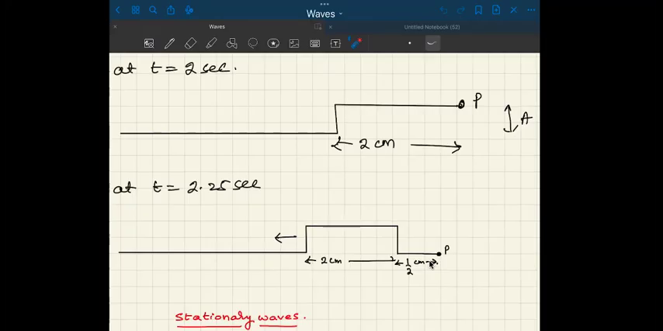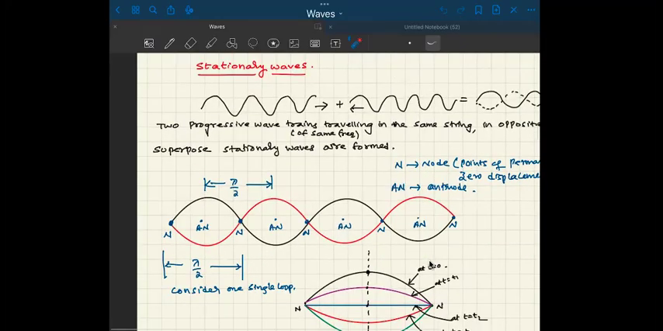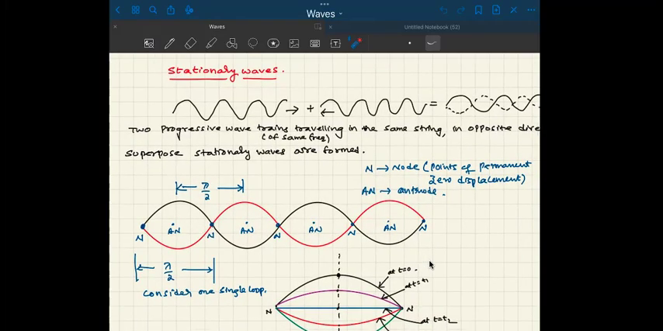So the one is a triangular wave, the other is a square wave. That's what I have discussed with you. Next, I should now discuss stationary waves. What will we see in stationary waves? In stationary waves, we will see that there are two waves, one forward moving, the other backward moving, and they superpose to form a representation called stationary waves. So, what exactly does the stationary wave mean?